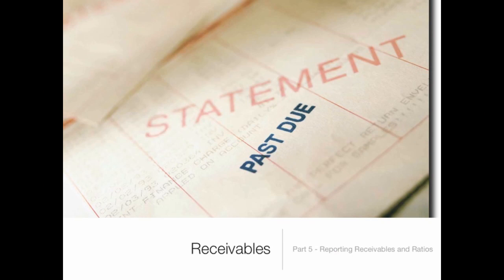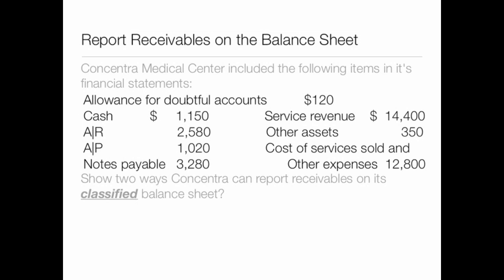This is part 5 in our Receivables and Accounting for Uncollectibles series, in which we're going to be talking about reporting of receivables on the balance sheet, and we'll also look at a couple of ratios. So first, let's start with how do we report receivables on the balance sheet. So let's look at an example.